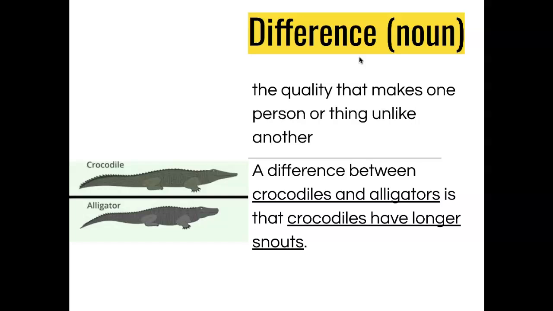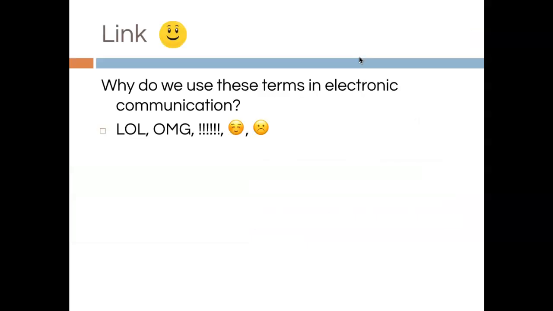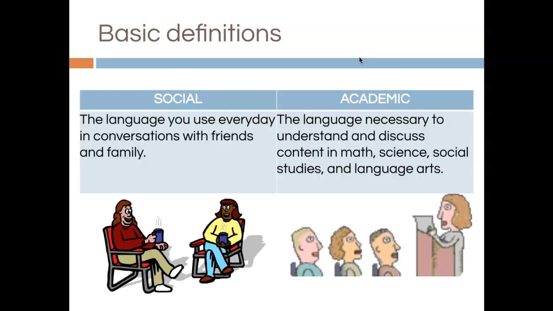And then of course, difference is also related to these words. The quality that makes one person or thing unlike another. A difference between crocodiles and alligators is that crocodiles have longer snouts. So think for a second, why do we use these terms in text messages and in the chat? Things like LOL, OMG, smiley face, frowny face. Why do we do that?